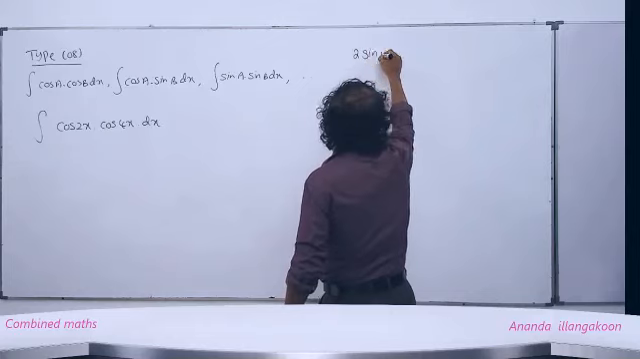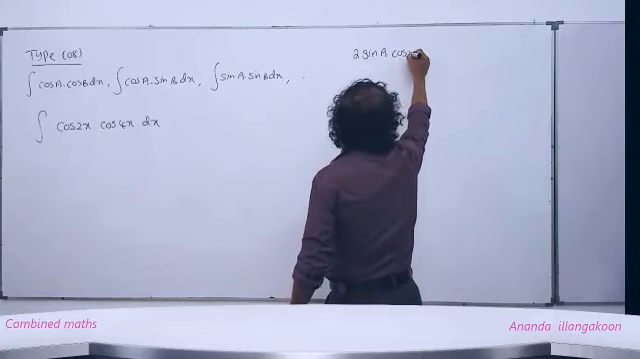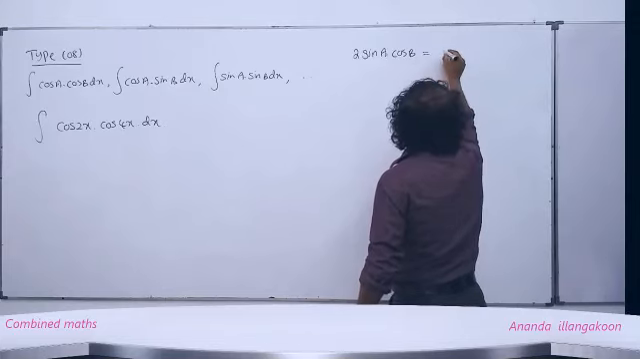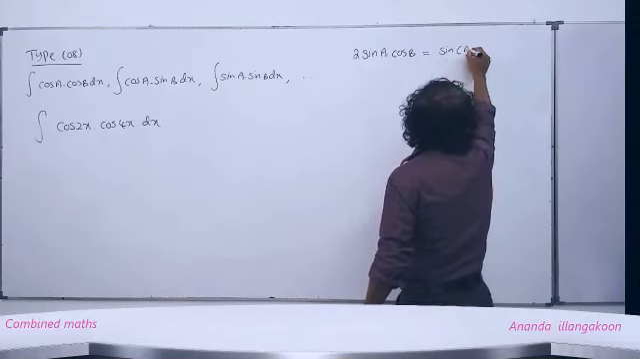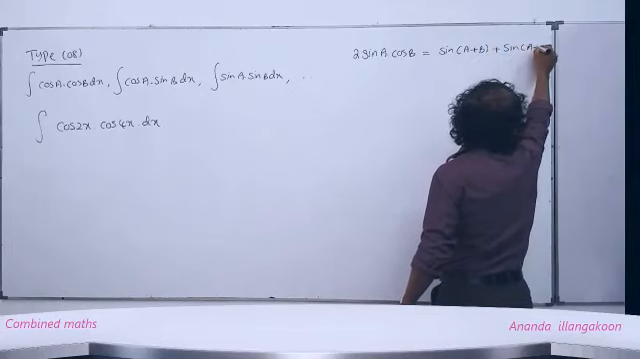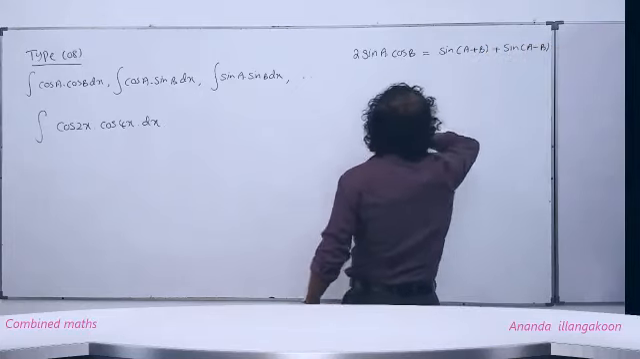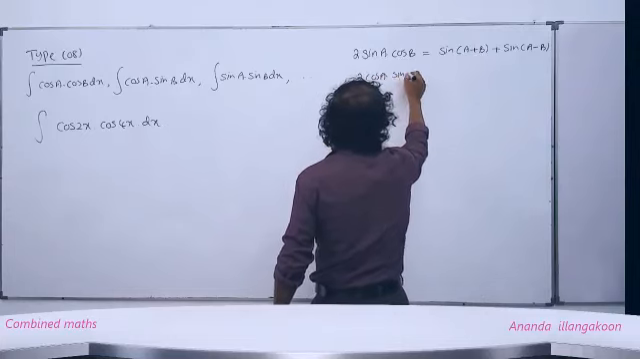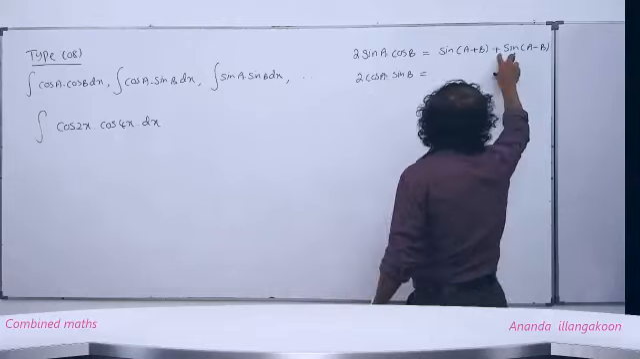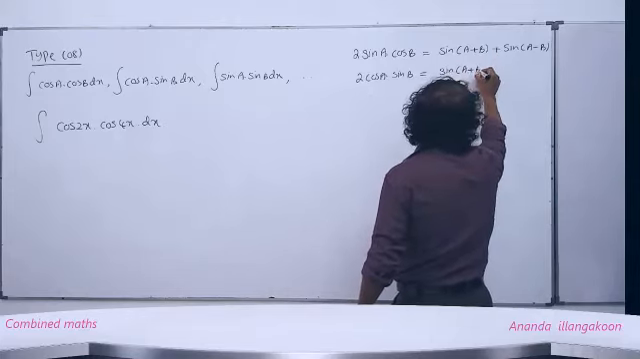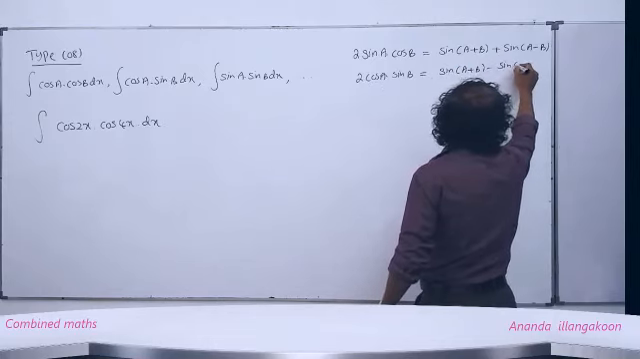2 sin A cos B. You know how to write this? Sin A plus B plus sin A minus B. 2 cos A sin B. These have a minus here, no? Sin A plus B minus sin A minus B.